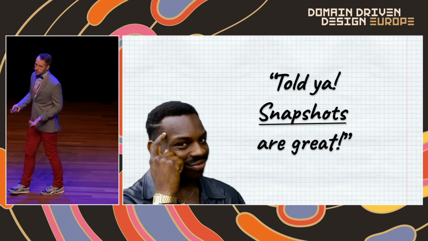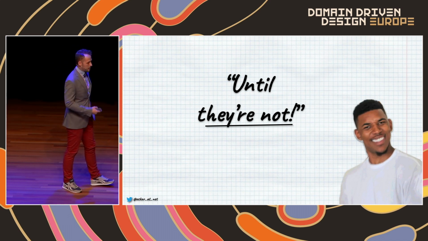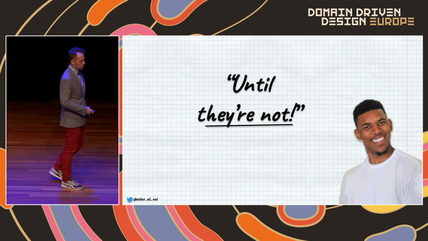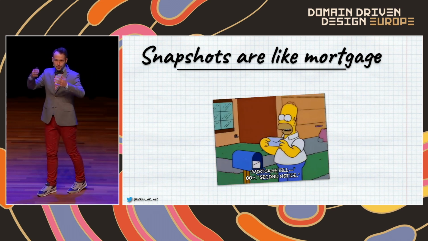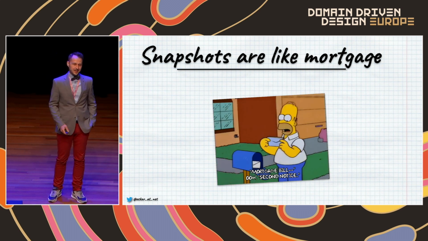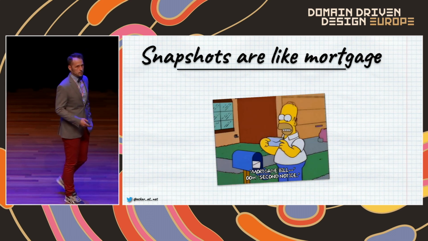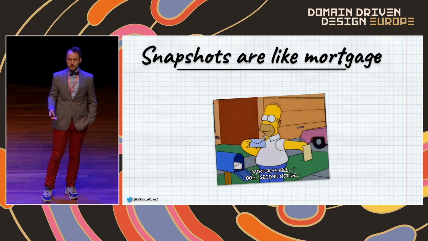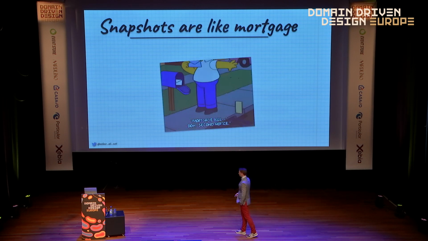So snapshots are great until they are not. They are like a ticking bomb, like a loan, like a mortgage. At first, you get the boost because you get a lot of money, but then you need to pay it. And you pay it at the end, and usually you will realize that snapshots are not so great in production, so at the worst time you could find that out.